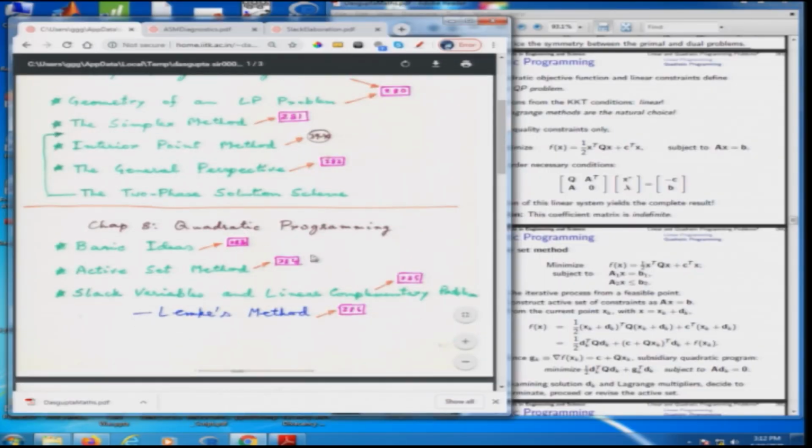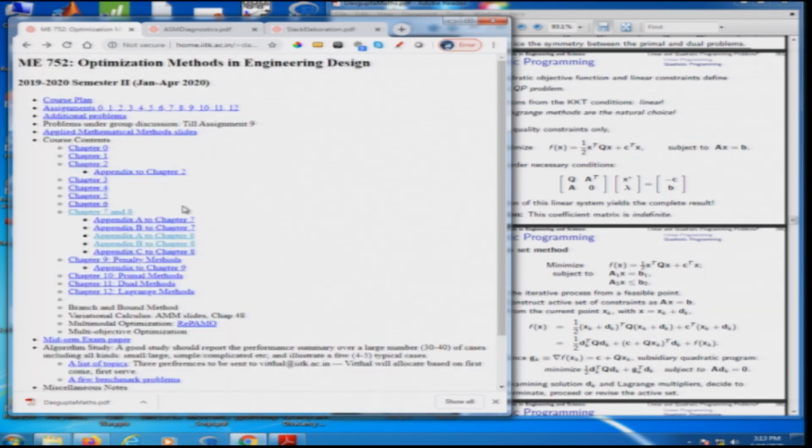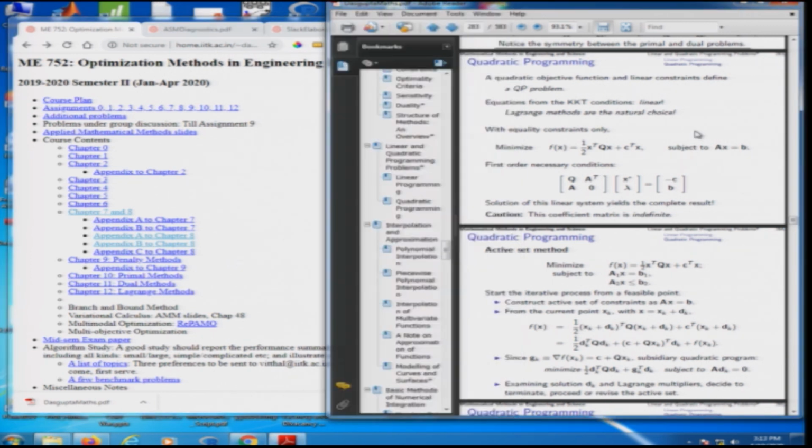easier. So, linear programming we have already covered. Now, next is quadratic programming problem. In that most of the basic material is there in the applied mathematical methods slides, slide number 283 to 286. So, we will cover that and then come back to the main page, this page, for the appendices, which are basically some elaboration and examples. Okay. So, quadratic programming. You know what is quadratic programming?